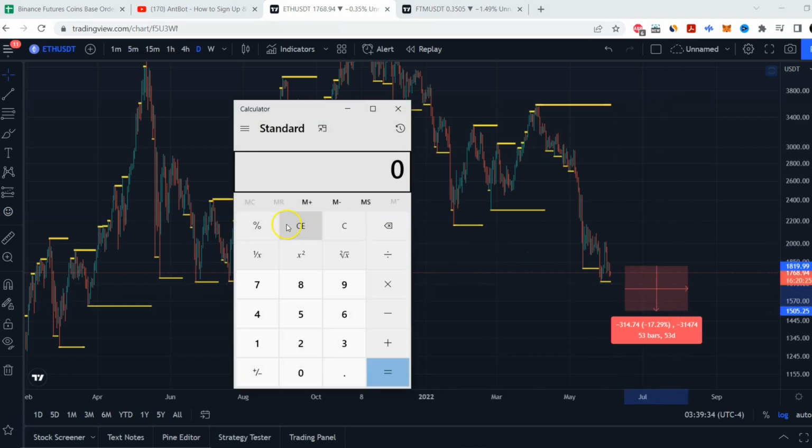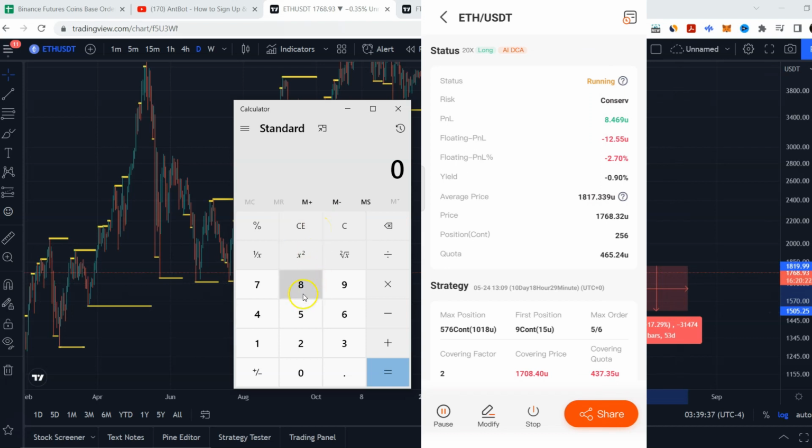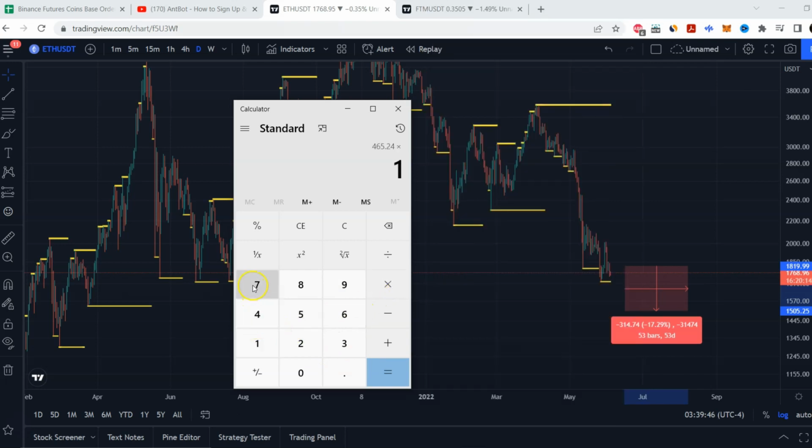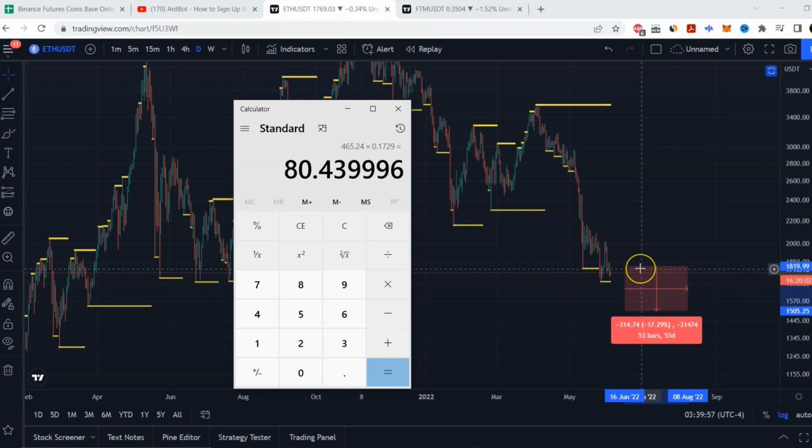Just now your position was 465.24, or the quota here, you can see you multiply by 17.29%, and this is the total floating loss you're going to get. Okay, for example guys, if the market were to go against your current entry positions, that is, your current average price, this is how much floating loss you are going to see, and pretty much this is how much capital you need to withstand that floating loss.